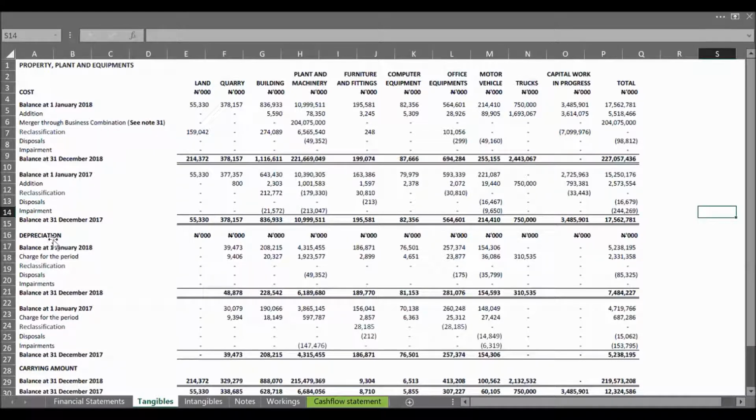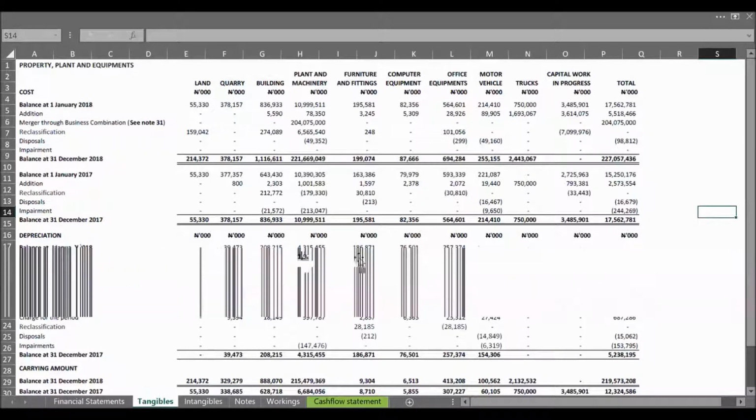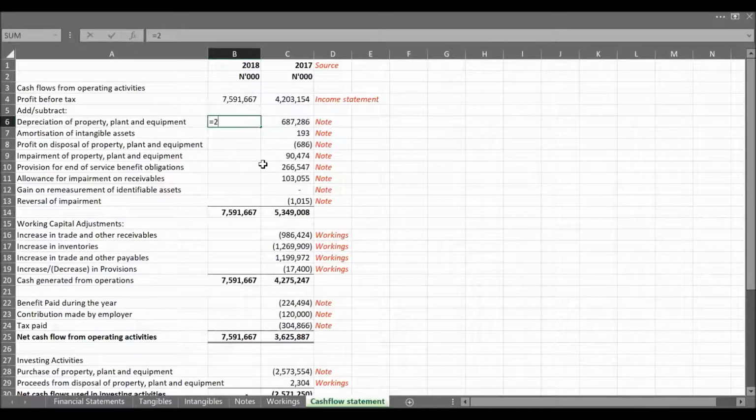So this is the depreciation section. Now I'll look for the charge for the period. Okay. So this is the charge for the period, and this is the total charge for the period, which is 2,331,358. Okay, and depreciation is usually deducted from your profit. So we're going to add it back. Come here, I'll put equals 2,331,358. So I'm going to add it back.